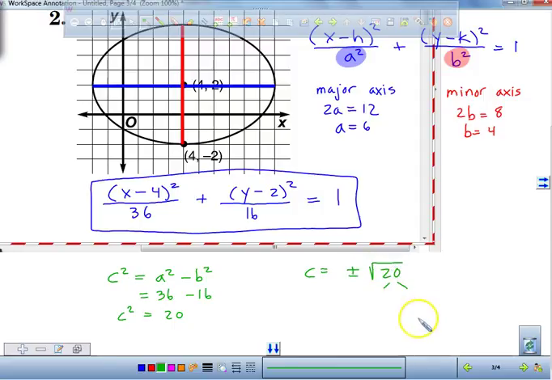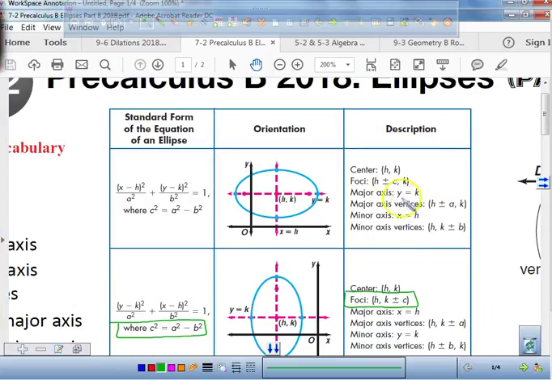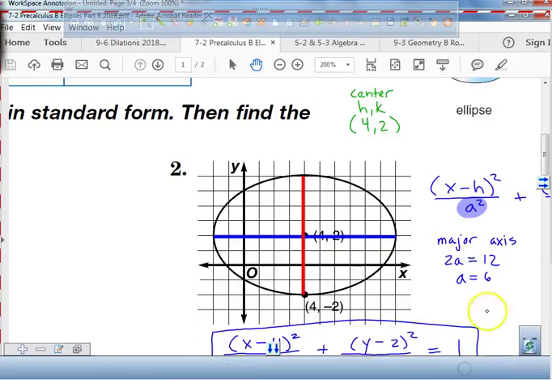But you have to be able to break down radicals. So if I broke down this radical, this becomes plus or minus 2 radical 5. Now, if you look for the equation for the foci, where are the foci located? It's going to say h plus or minus c, comma, k. If you look at your chart, if you don't believe me, that's okay. I'll just show you. Look! The foci is h plus or minus c, comma, k. So, that's why I wrote it.